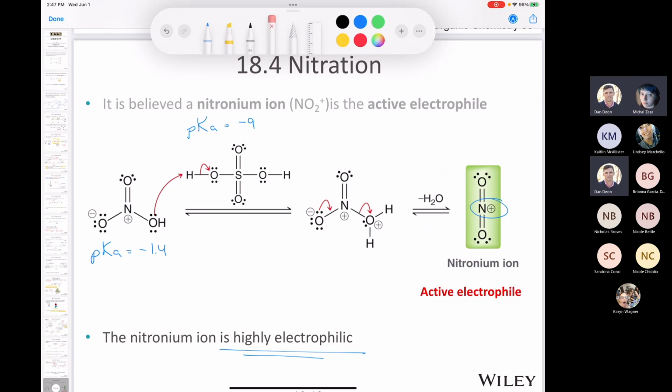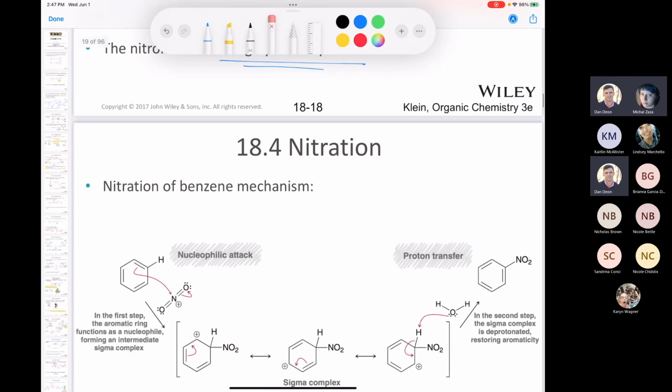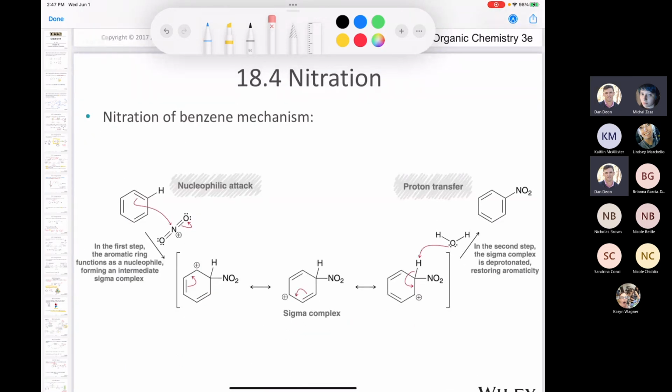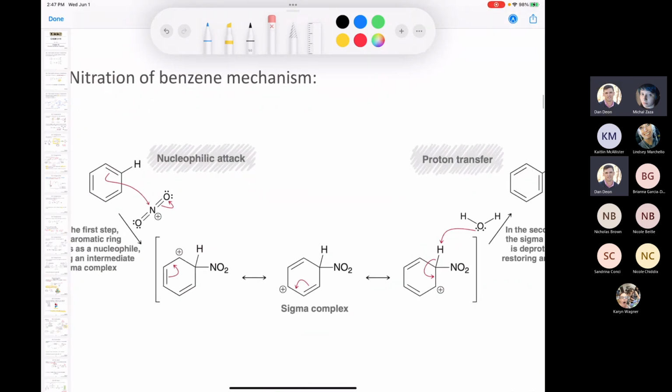So what's our mechanism going to look like? Well, let's take a peek at the mechanism for nitration. I bet you that it will involve a nucleophilic attack, a sigma complex, and a proton transfer. What do you think? Let's roll the dice here. Well, what do you know? It involves a nucleophilic attack on the nitronium. Same old first step. We make our sigma complex. You should know how to draw all those resonance structures.